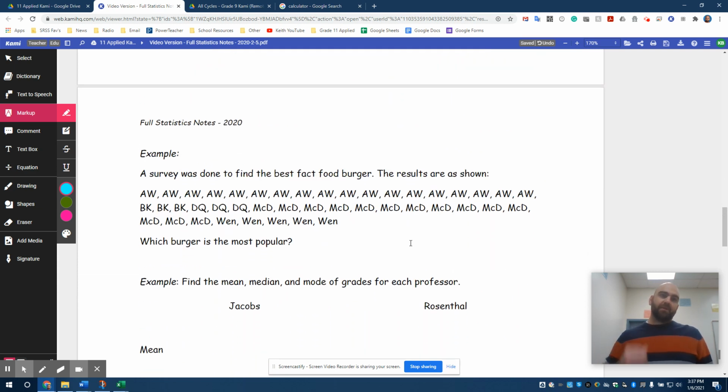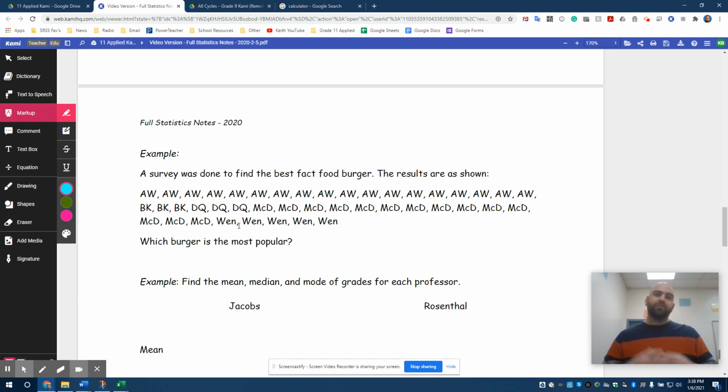So here's an example. A survey is done to find the best fast food burger. This is actually one that I did with grade 11s in the past. You'll notice here I've written them out with letters. We have AW for A&W, BK for Burger King, DQ for Dairy Queen, McD for McDonald's, and WEN for Wendy's. Now this is before Wendy's and Burger King came to Steinbach, so that might have a bit of a play on it as well.